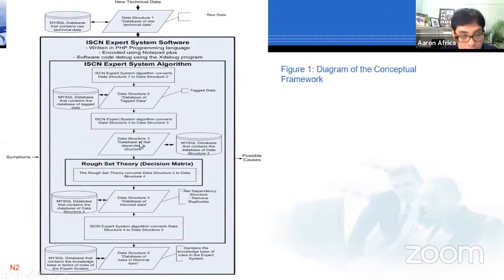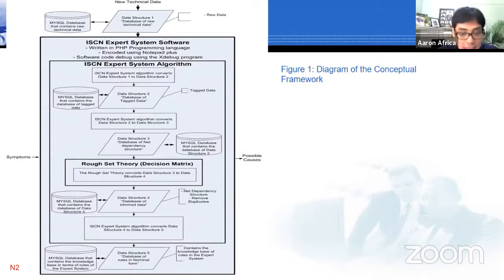This is done in data structure 2. The table from which the duplicates were removed will now be in data structure 3. Data structure 3 is called the database of net dependency structure and is contained in the MySQL database program. The rows of data structure 3 contain the value of the corresponding symptoms needed to identify the possible cause. The first column of data structure 3 contains the case number. The second column contains the name of the possible cause, and the succeeding columns contain the values of the symptoms.